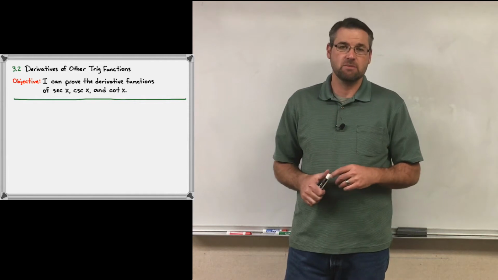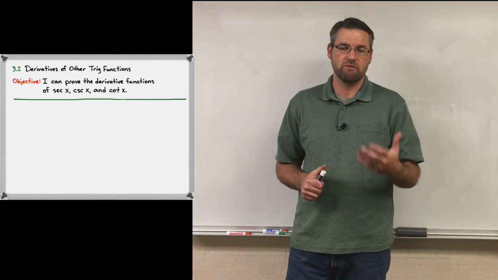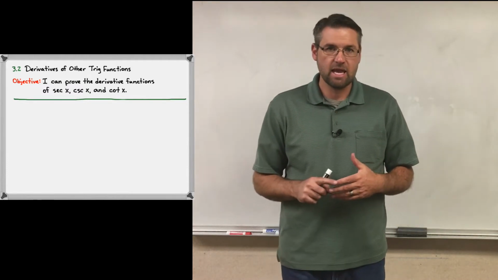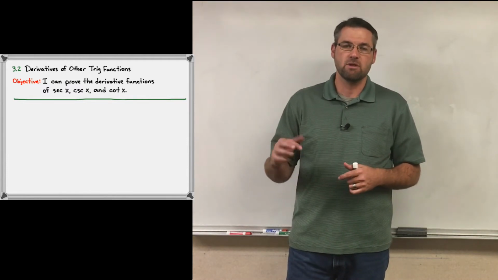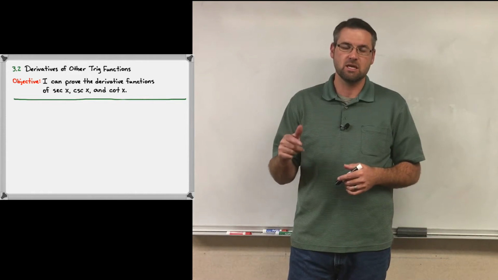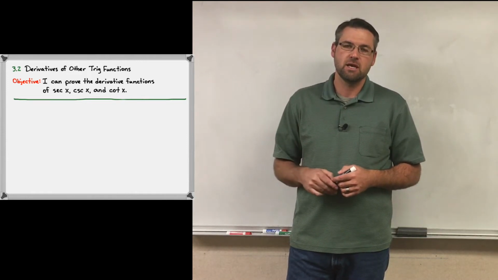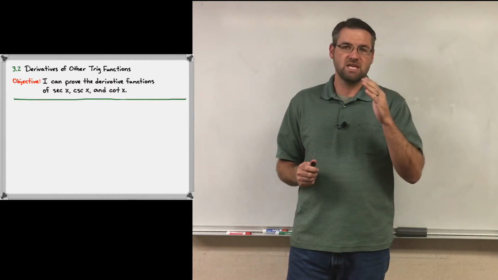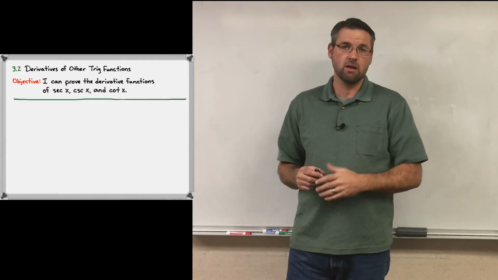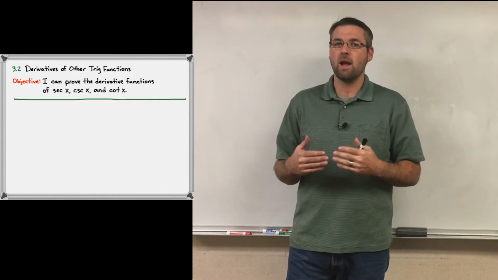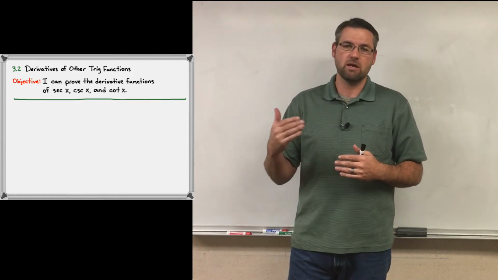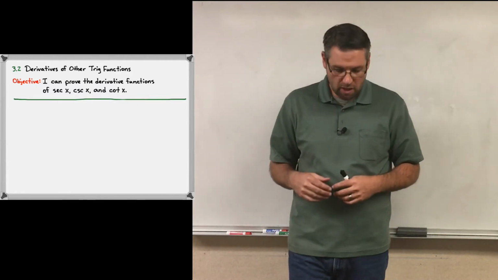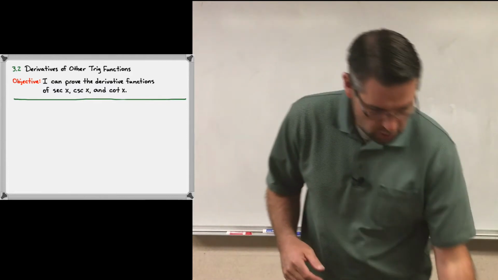Last lesson we talked about the derivatives of certain trig functions, specifically sine, cosine, and tangent. Today we're going to be talking about the other three, the reciprocal functions, the secant, the cosecant, and the cotangent. If you remember from the last lesson, the derivative of tangent was secant squared, and we developed that by rewriting tangent to equal sine over cosine. So we're going to use the same kind of idea today to figure out the other three trig functions, okay?